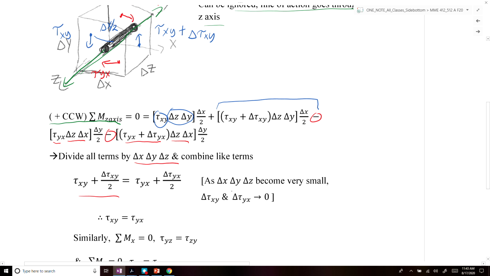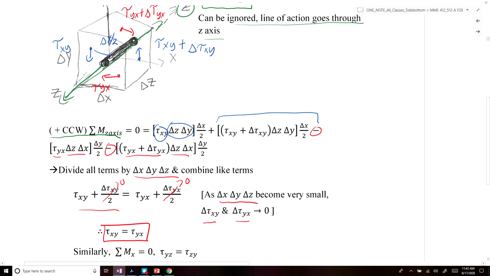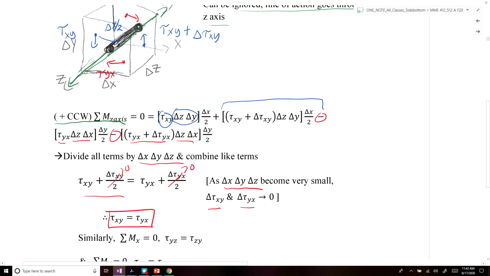As our differential element becomes very, very small, the changes in our shear stresses, delta tau xy and delta tau yx, are going to approach 0. So these terms would both go to 0. We're left with this identity here. So we can say that the shear stress on the right-hand side and left-hand side of our element would be equal to the shear stress on the bottom and top of our element along the x and y directions.